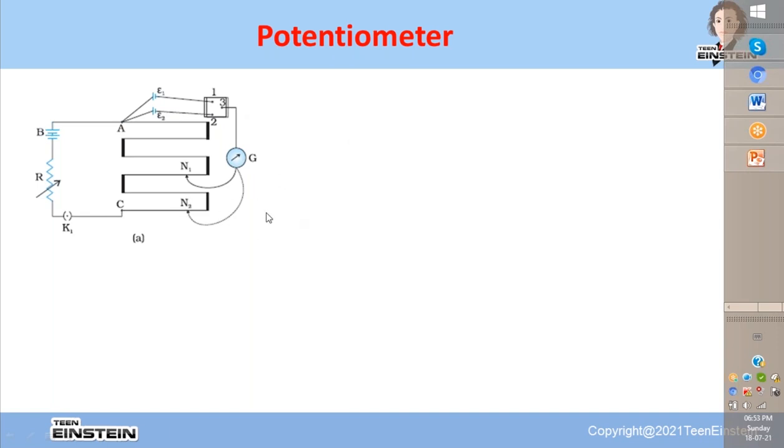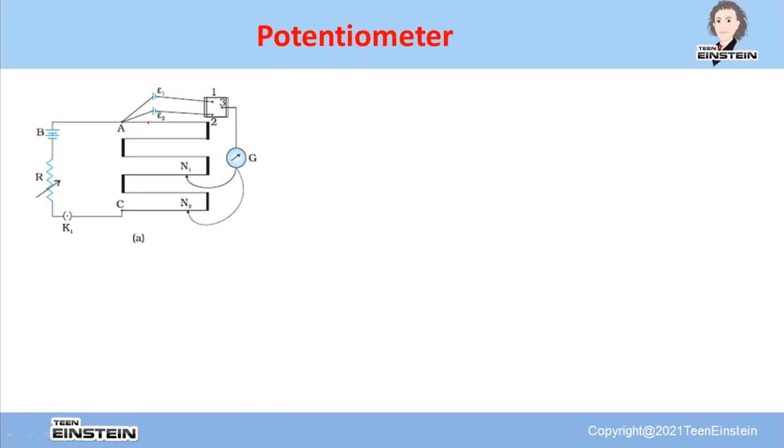So this is a circuit. You can see the circuit diagram of the typical potentiometer. In the potentiometer also, there will be a long wire, a very long wire. It is actually maybe much more than 1 meter. Okay, the length of the wire can be much longer than 1 meter.